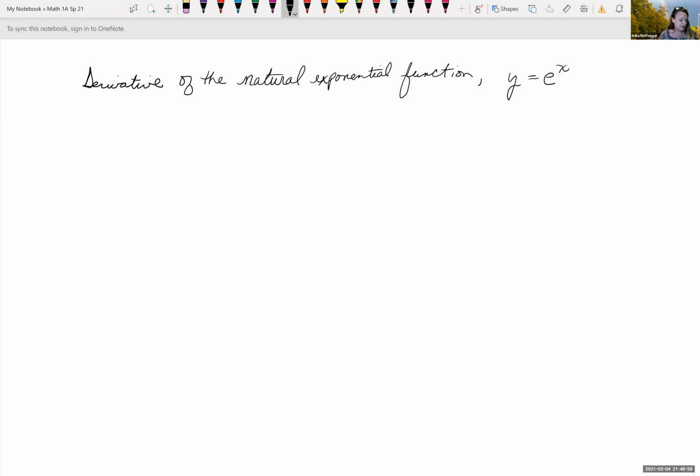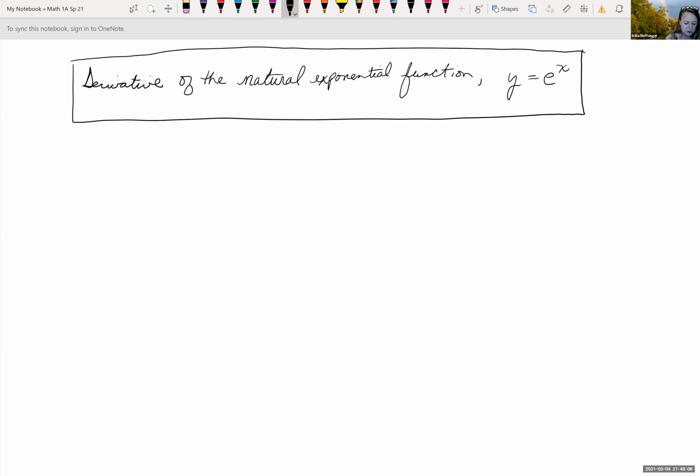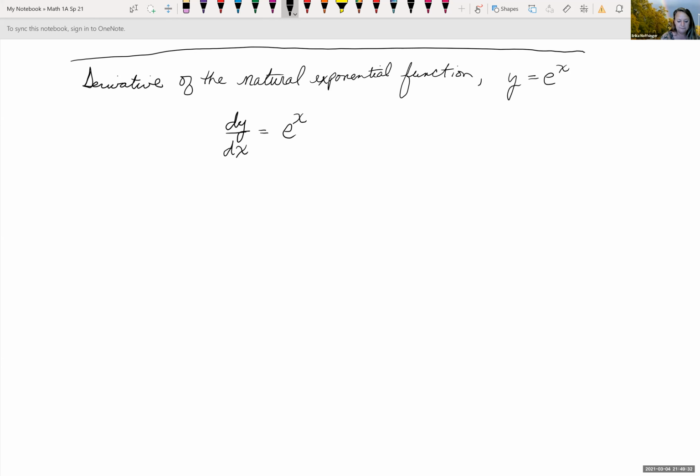So I'm not going to prove this. I was going to prove this today, but just for time's sake, I'm not going to prove it and just give it to you. I'm going to give you the derivative of the natural exponential function y equals e to the x. We'll look at it when the base is other than e a little bit later, once we learn the chain rule, which is in a couple sections from now. But for now, the derivative of e to the x, this is the easiest one to take the derivative of if you can remember it. The derivative of e to the x, or dy dx, is just itself, e to the x.